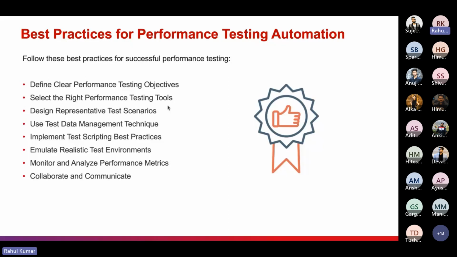At last, we will also discuss collaboration and communication. With the help of collaboration and communication, we foster collaboration between the performance team, developers, and other stakeholders in performance testing. So these are some best practices which we follow for performance testing to accelerate performance testing in automation.